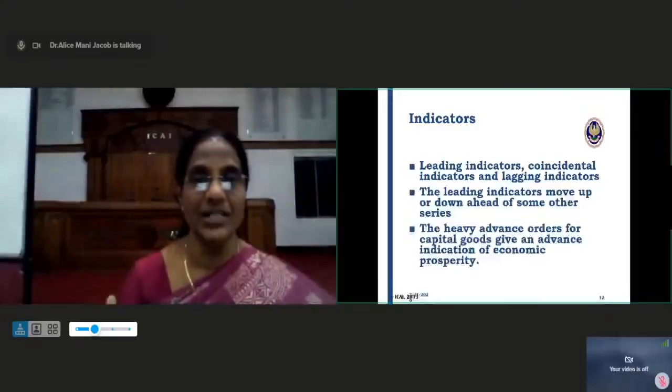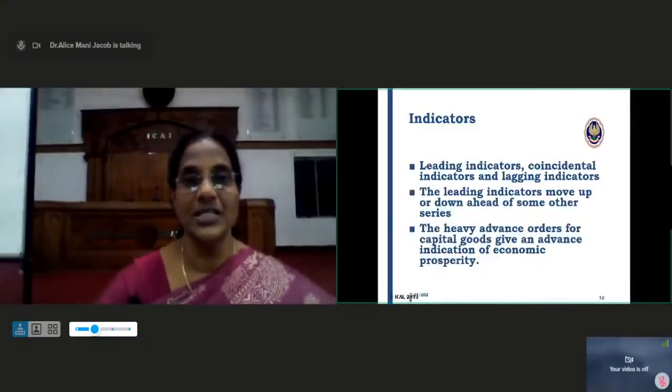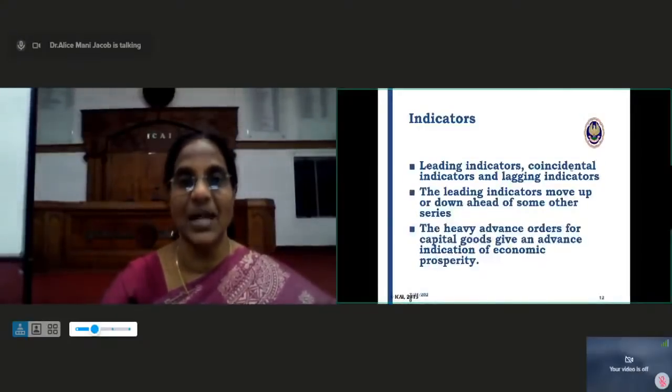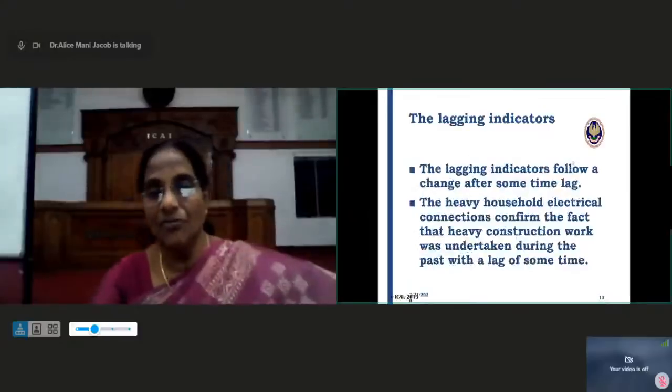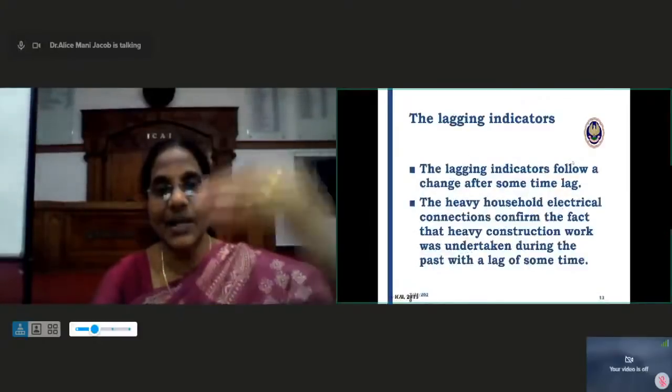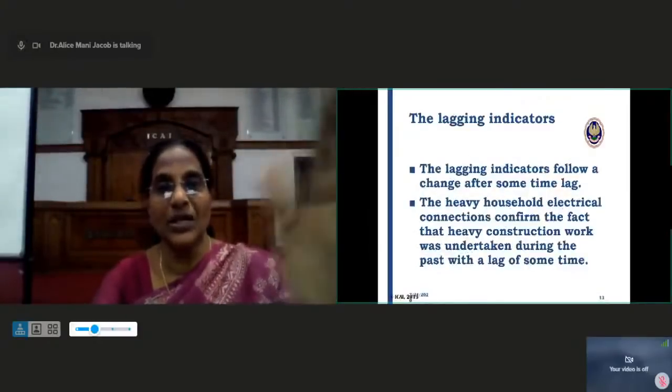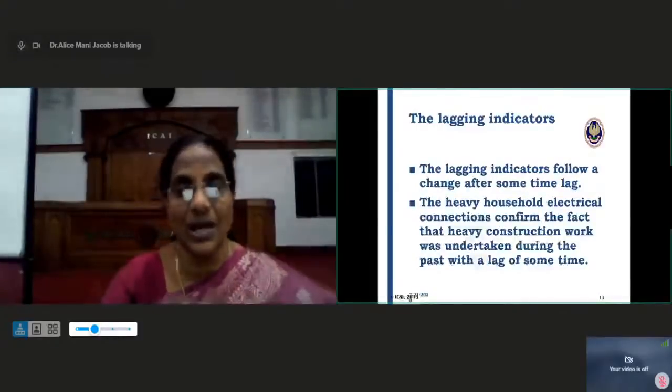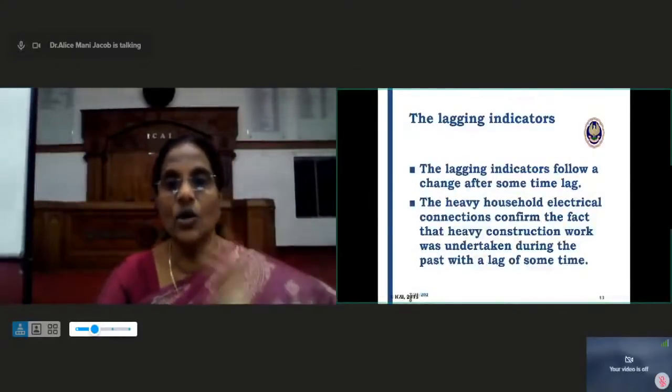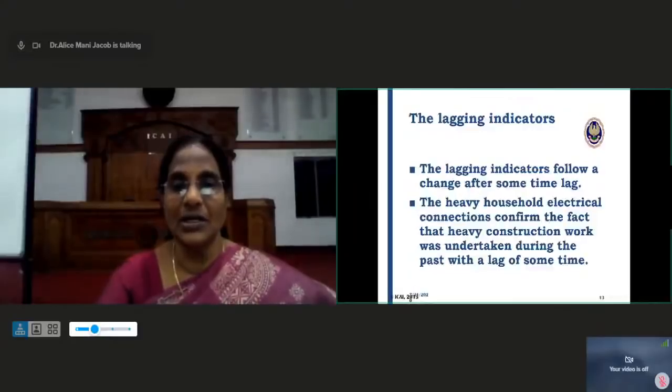And what is a coincidental indicator? A coincidental indicator is you spend a number of hours when you are studying for foundation. And what is a lagging indicator? Follow the change. That is the mark that you get for your foundation is a lagging indicator. Okay. You can decide your future based on the result.